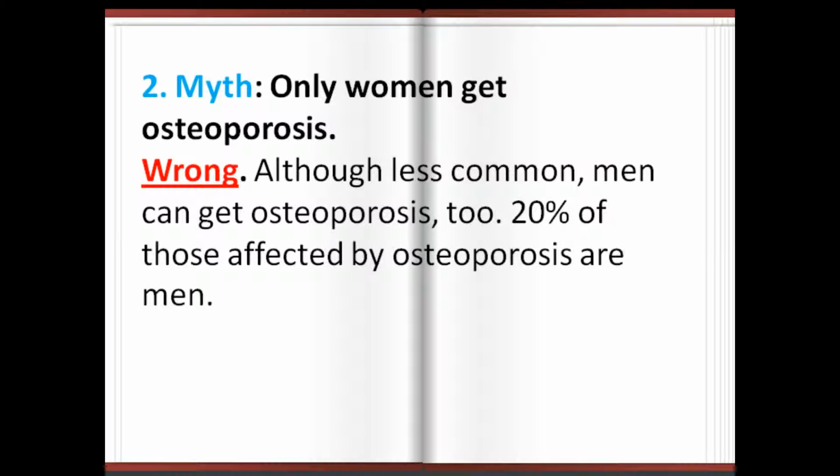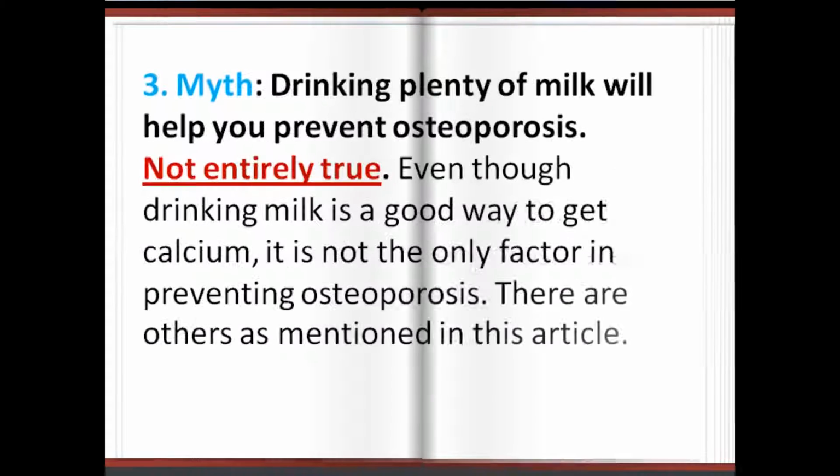2nd myth: only women get osteoporosis. Wrong. Although less common, men can get osteoporosis too. 20% of those affected by osteoporosis are men. 3rd myth: drinking plenty of milk will help you prevent osteoporosis. Not entirely true. Even though drinking milk is a good way to get calcium, it is not the only factor in preventing osteoporosis. There are others as mentioned in this article.